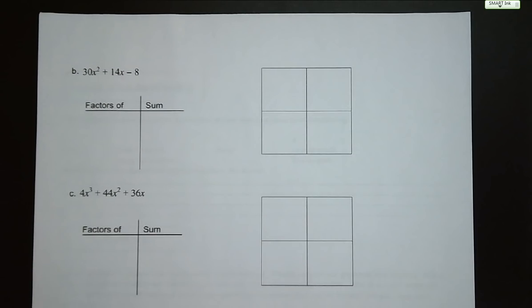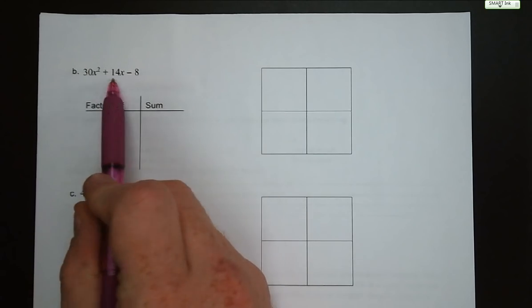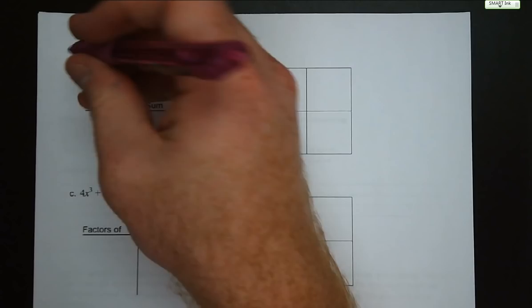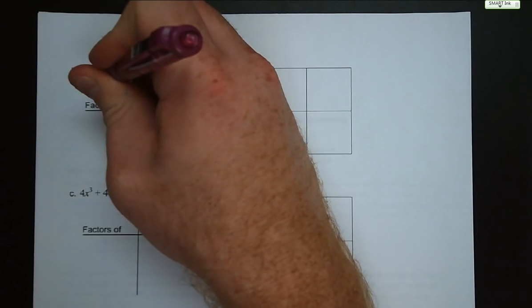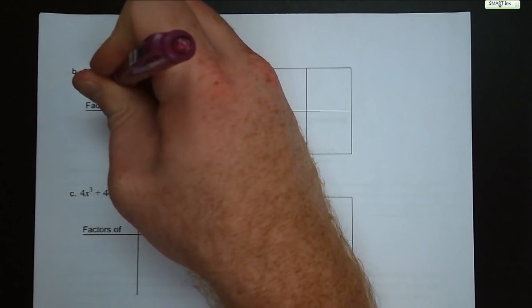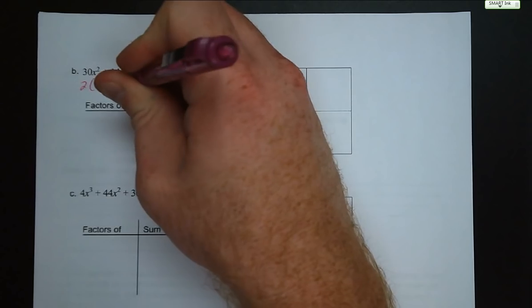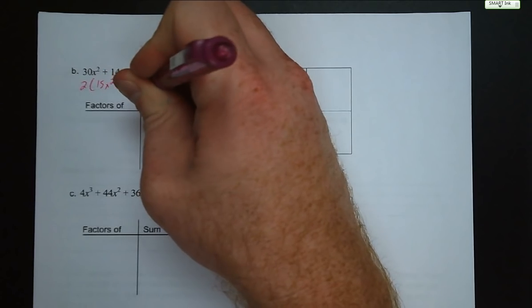We have 30x squared plus 14x minus 8. So for this one, we need to find a common factor we can bring out. These are all even numbers, so we can bring out a 2. So we have 2 times the quantity, 15x squared, plus 7x minus 4.